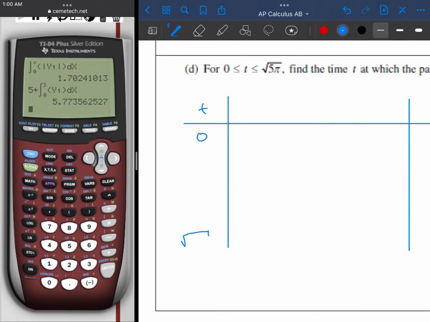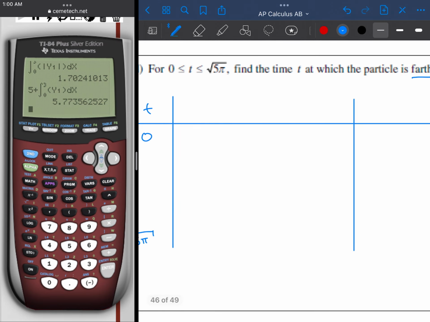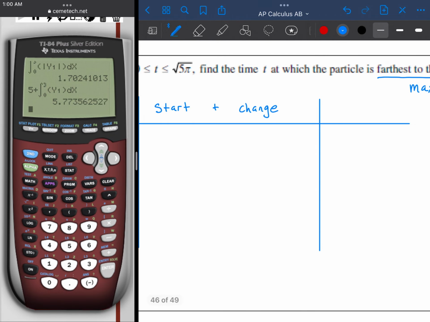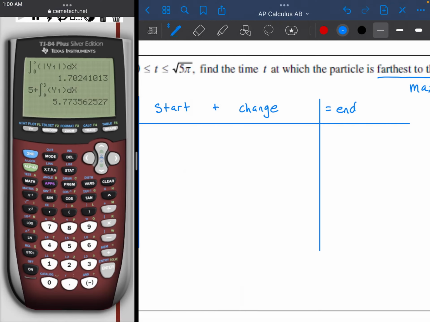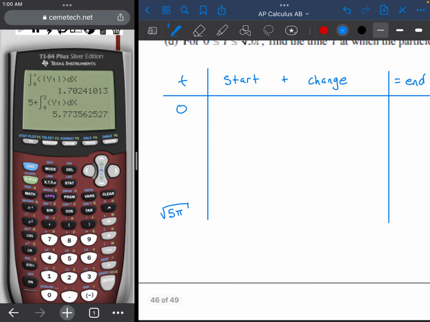The square root of 5 pi. I need to find each and every one of those. And then I'm going to have a start plus change, and that's going to be equal to an end. Oh, I didn't mean to do that. Where was I? Thank you for still working.